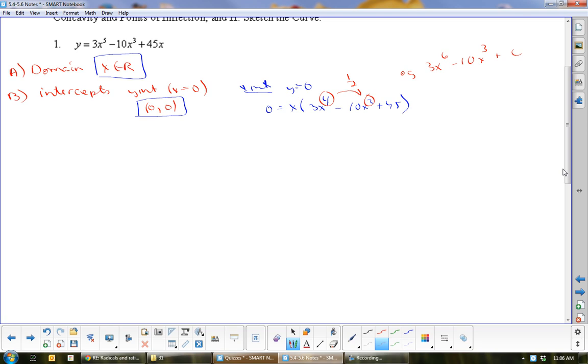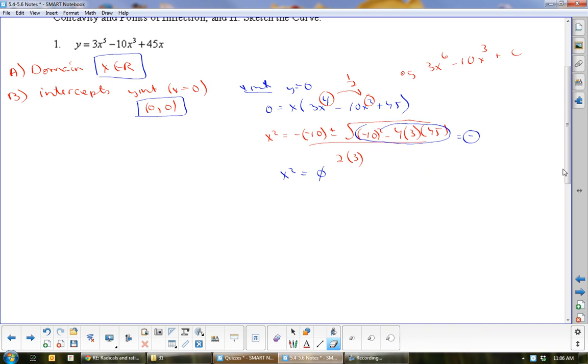use your quadratic formula. So in this case, x squared equals negative b, so negative 10, plus or minus the square root of negative 10 squared minus 4 times 3 times 45, all over 2a, which is 3. Now what you'll find is that this equals a negative. You cannot take the square root of a negative, therefore x squared does not exist. So there's no x-intercepts. Well, sorry, I shouldn't say that, because we got 1 here. So we will have (0, 0) as your x-intercept, but there will not be another x-intercept that comes from a quadratic inside, or 4th degree, which we treated like a quadratic.